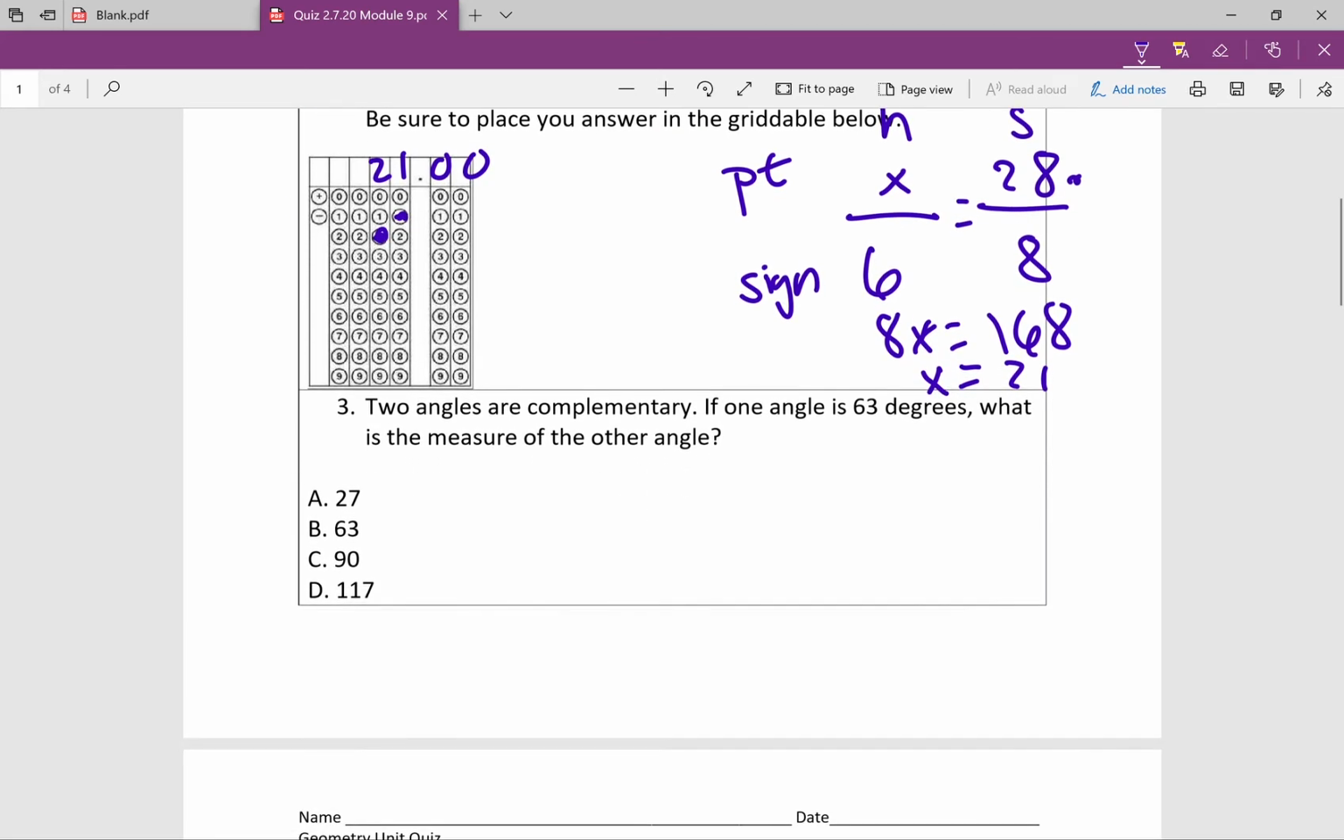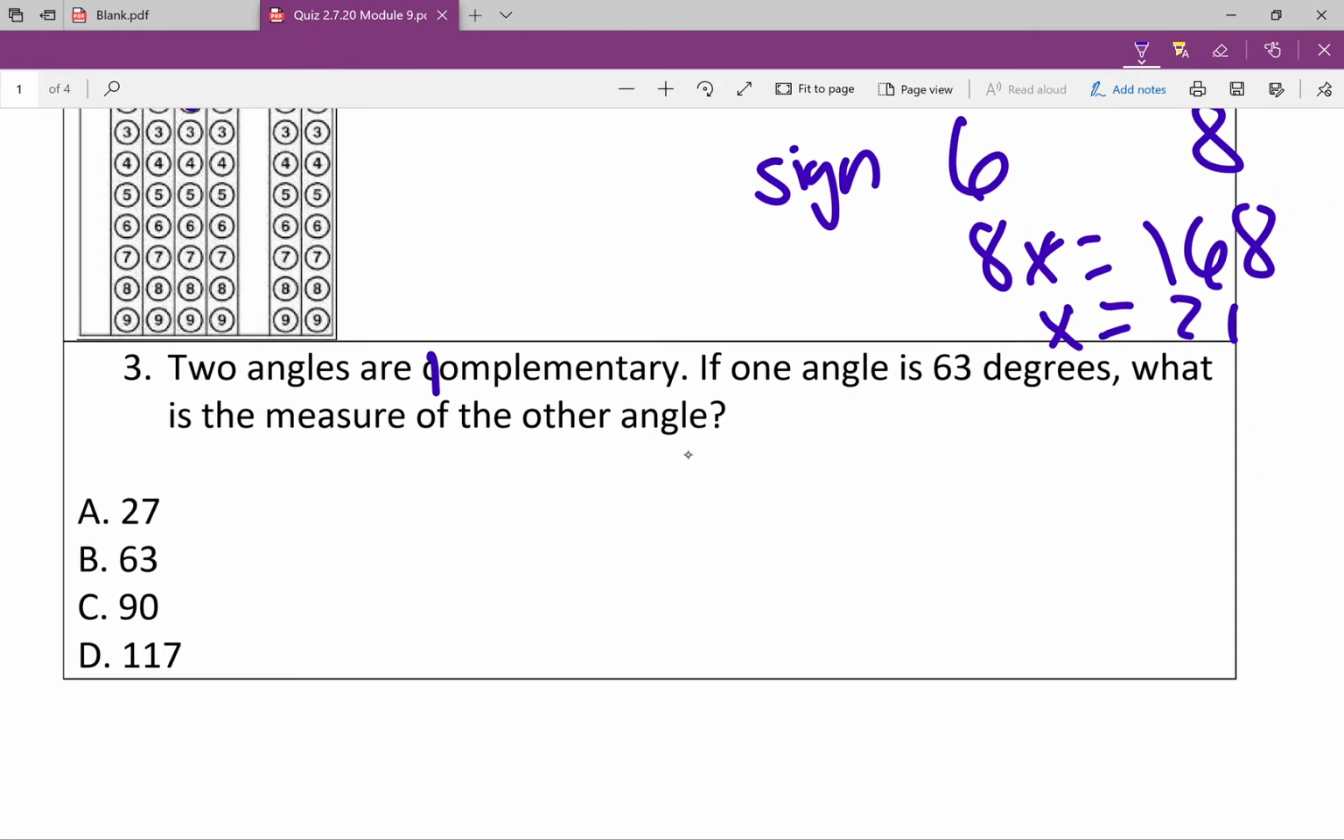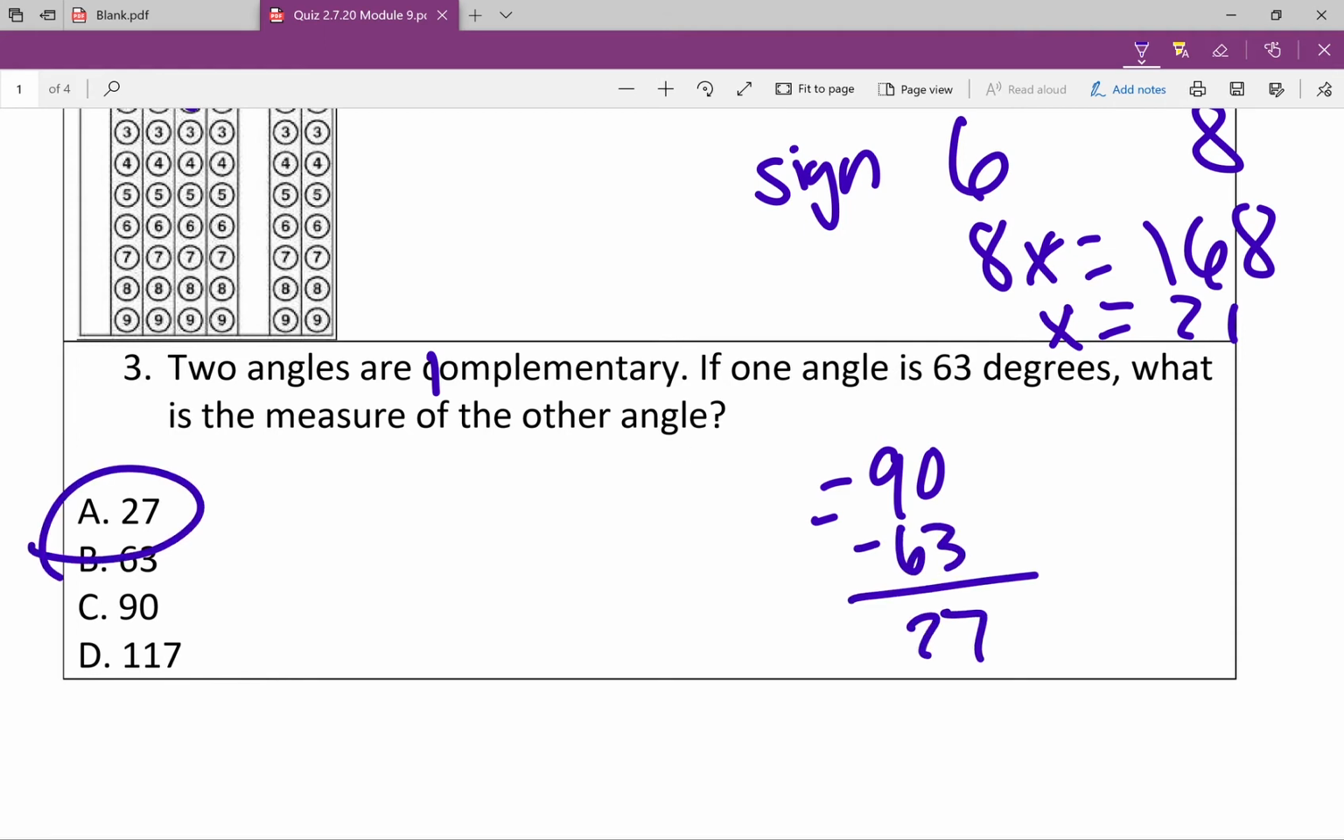Next one. Two angles are complementary. Complementary means they add up to 90 degrees. If one of them is 63, what's the measure of the other angle? So all you have to do was subtract, and you get 27. Any questions on that one?